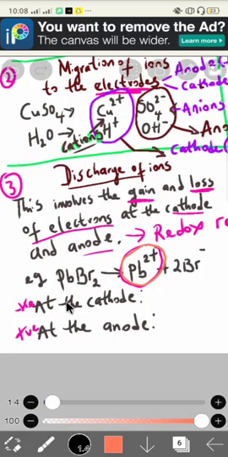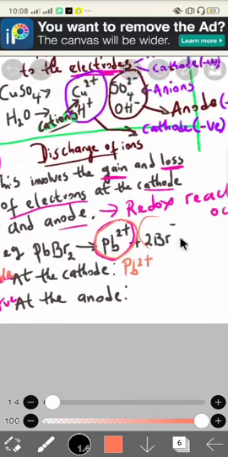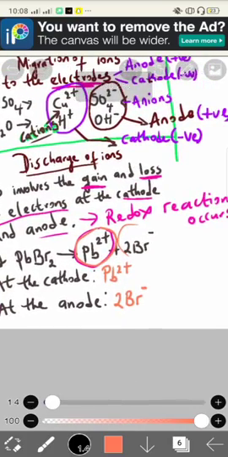So lead ion will be moving towards the cathode because the cathode is what? Negative. Positive to negative. You get me? So we'll be having Pb2+. Then for the anode, we obviously will be having 2Br-. So now look at this. Look at this carefully.